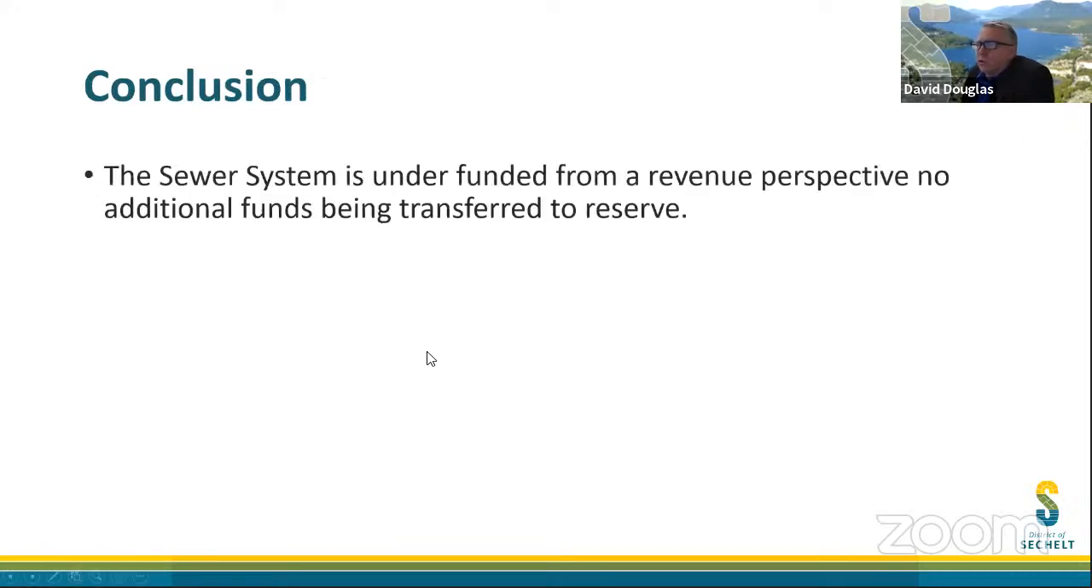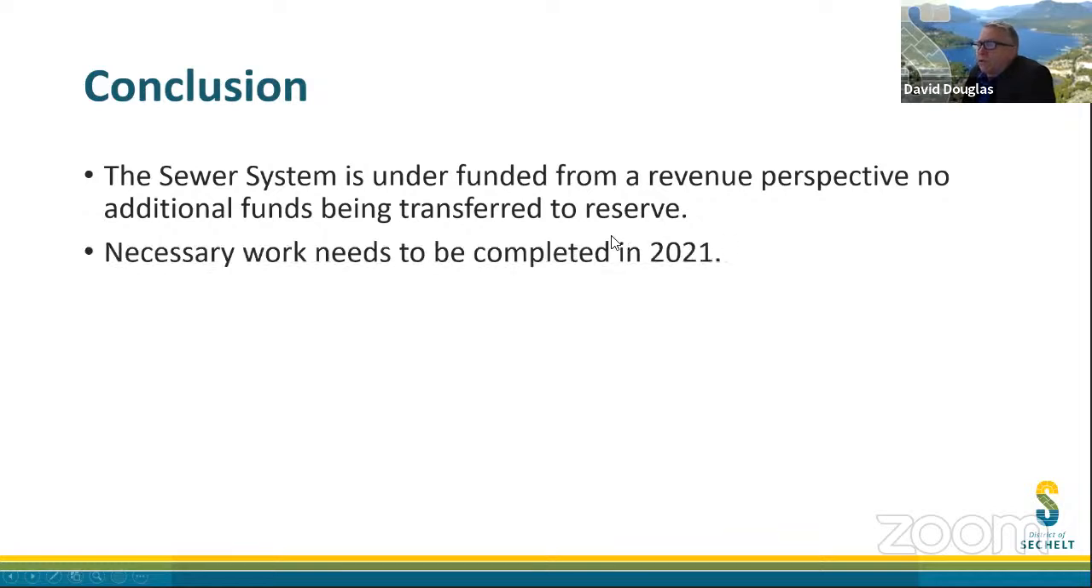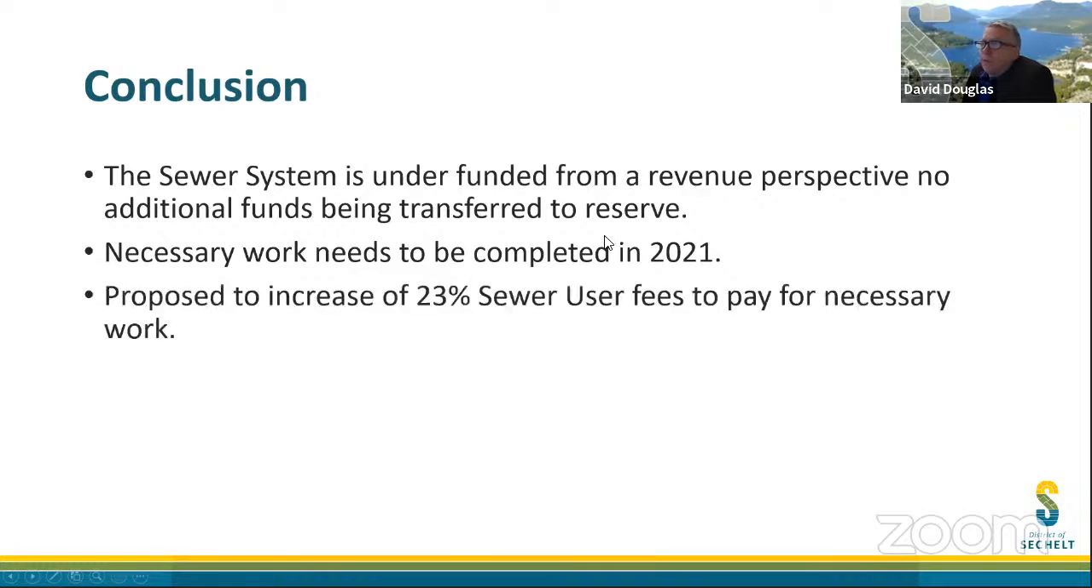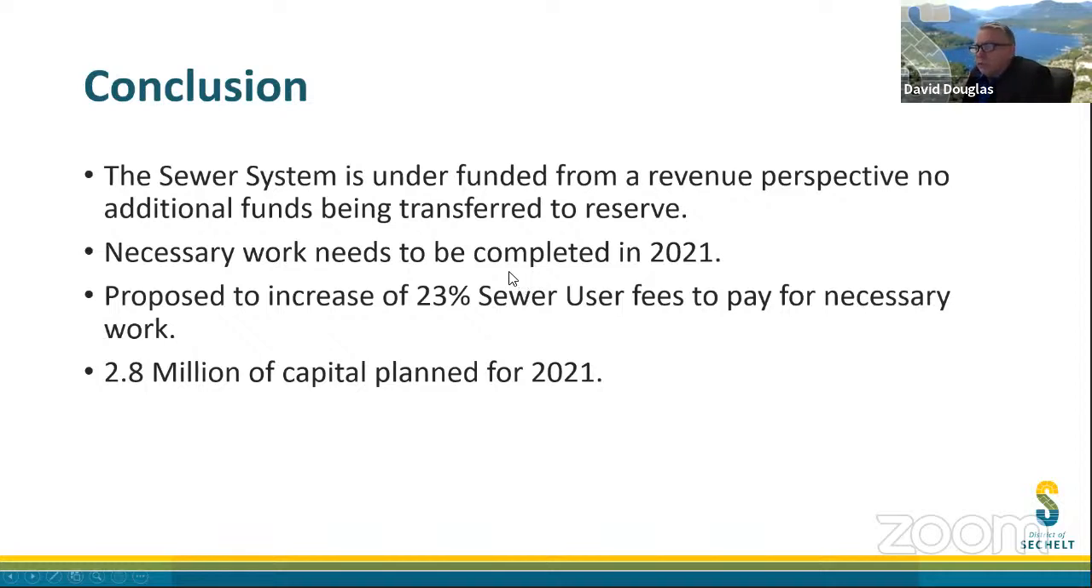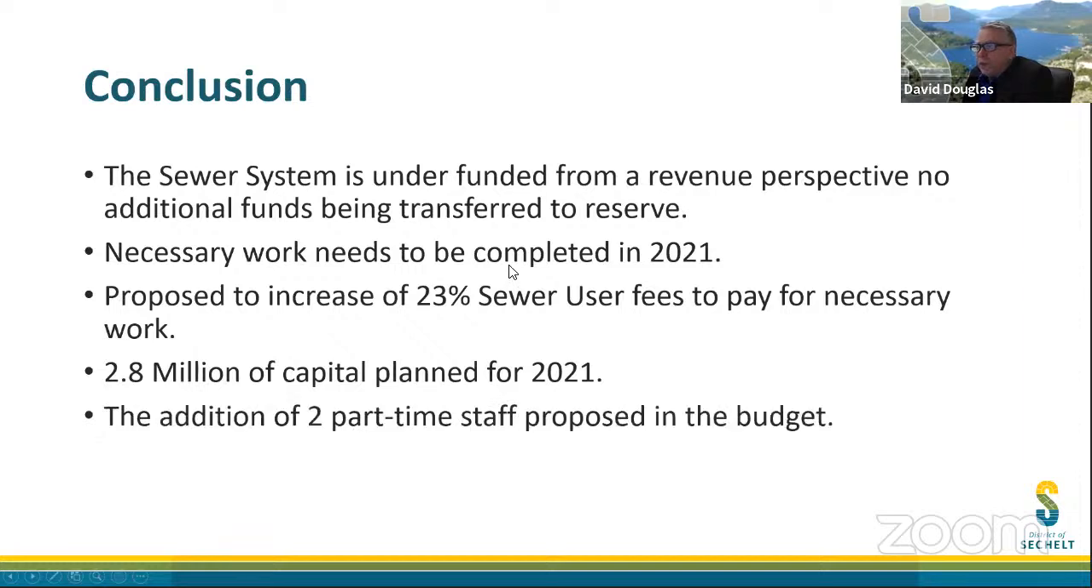A little bit of conclusion on the sewer operating fund. The sewer system is underfunded from a revenue perspective. We aren't able to put too much in the way of initial funds away into a reserve. We do have necessary work to be completed in 2021, and the proposed increase of 23% to sewer fees is to pay for that necessary work. We're estimating $2.8 million in the capital plan for 2021, and we have included requests for the addition of 2 part-time staff in the proposed budget.